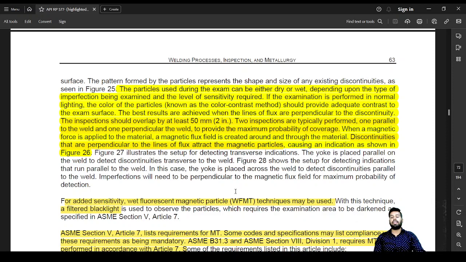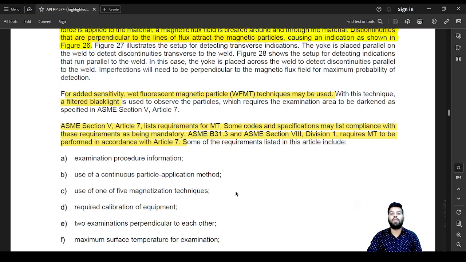When the magnetic force is applied to the material, the flux is created. A flux field is created around and through the magnet and through the material. The discontinuity that is perpendicular to the lines attracts the magnetic particles and causes an indication to show up. For added sensitivity, wet fluorescent magnetic particle testing may be used with a black light.